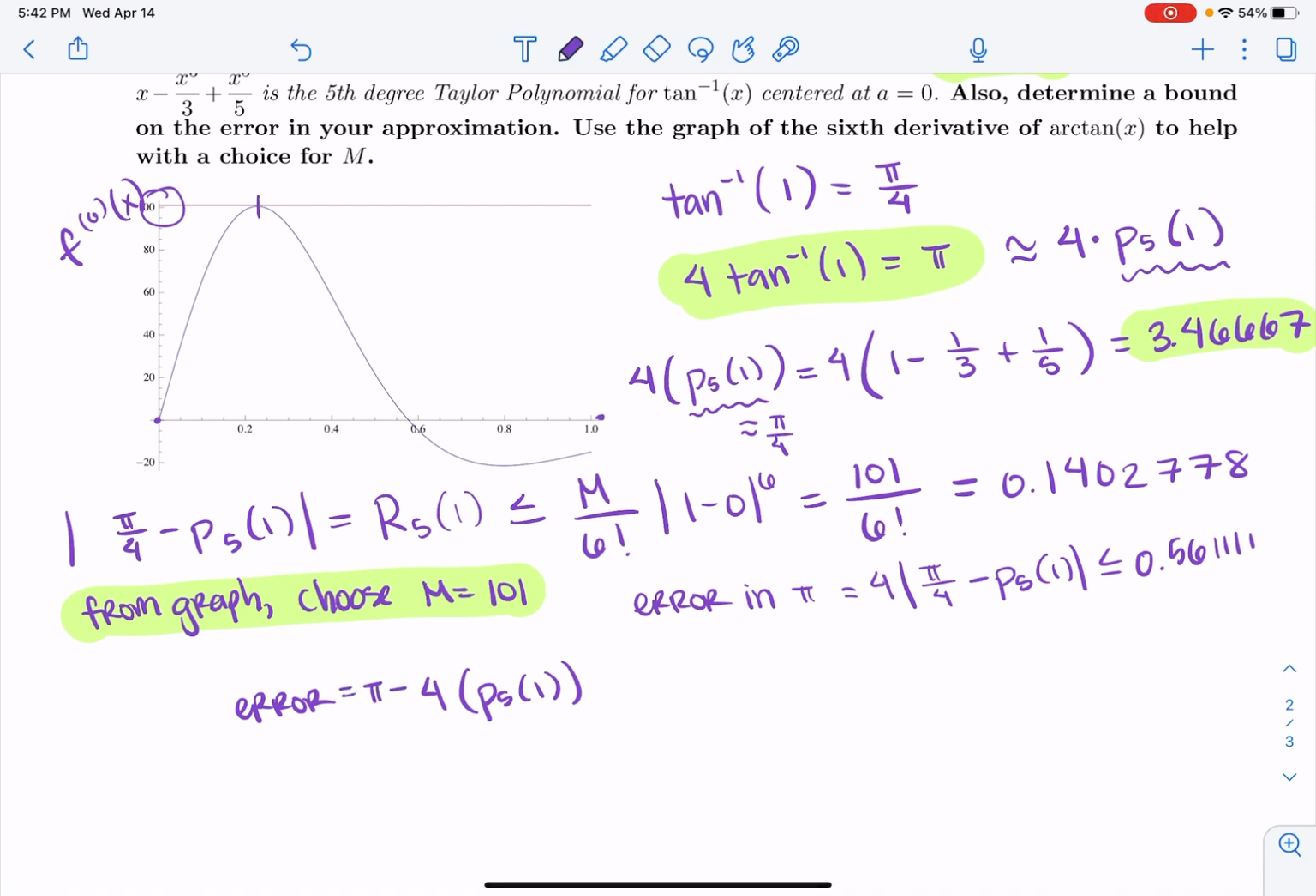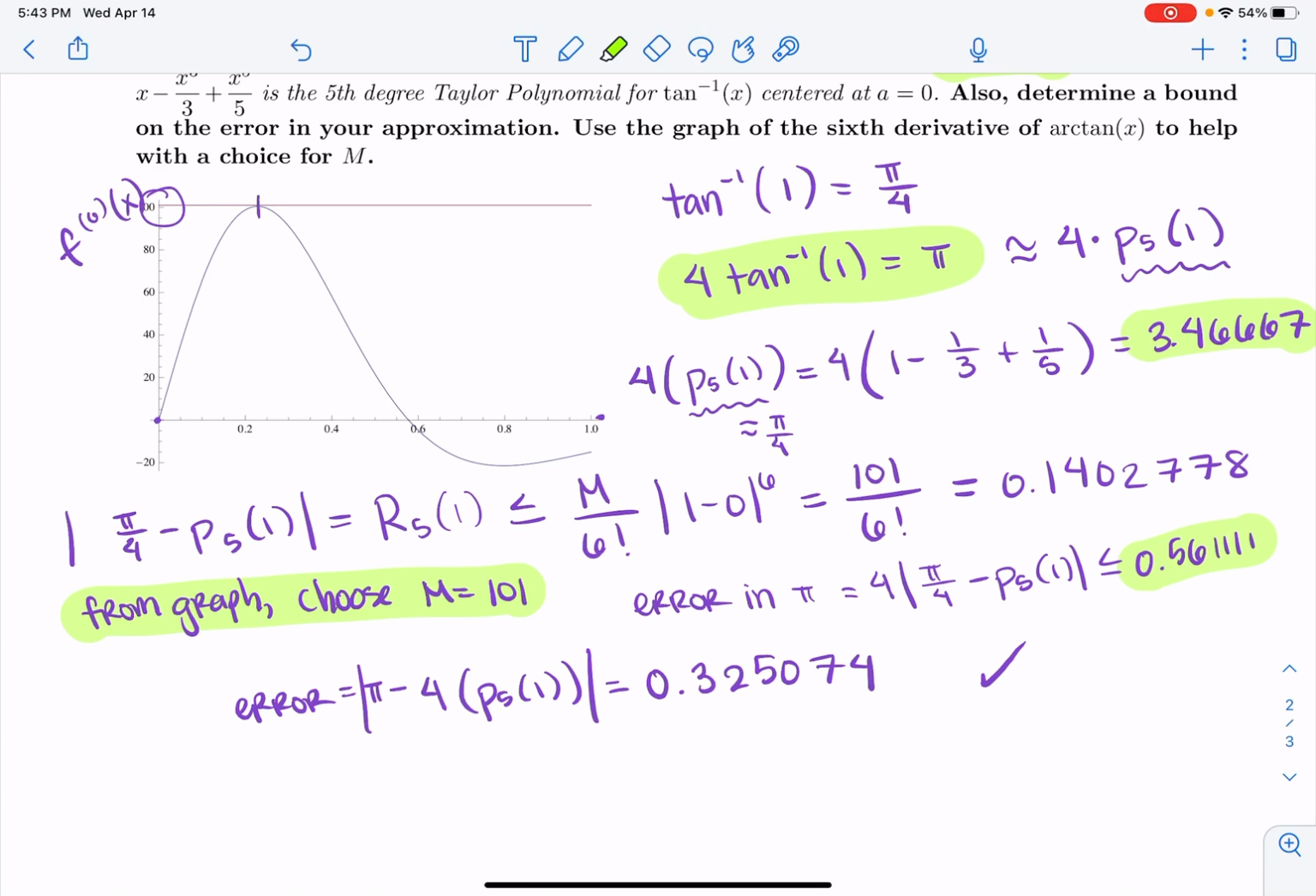Actually, the error is pi minus 4 times our approximation, or times the polynomial approximation, which is exactly equal to, we'll do it, absolute value, 0.325074, etc., which is definitely less than our error bound. So that checks out.